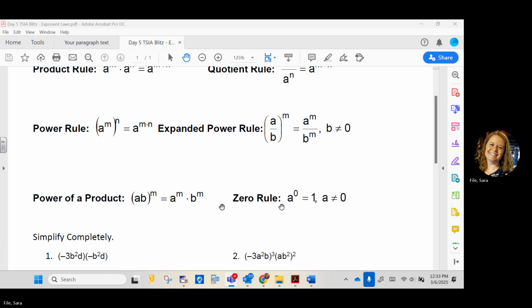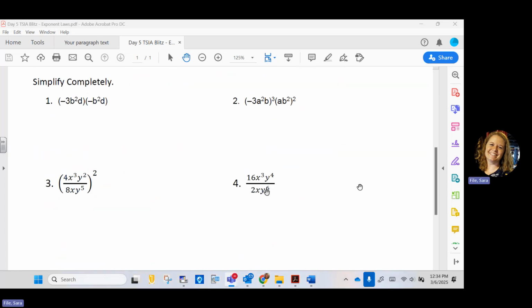And then the zero power rule means if you raise anything to the power of 0, except for 0, meaning your base is anything other than 0, it's going to be 1. So 1,000,000 to the 0 power is 1. 10 to the 0 power is 1. -8 to the 0 power is 1. Anything to the 0 power is 1. So those are the rules you're going to reference as we go through these examples.